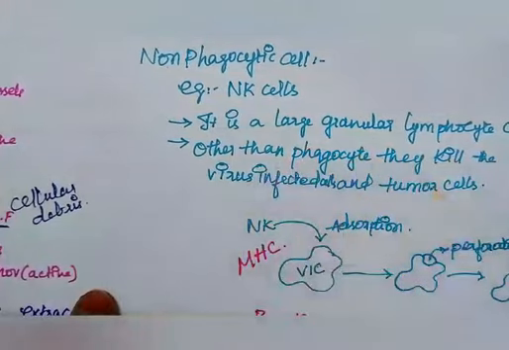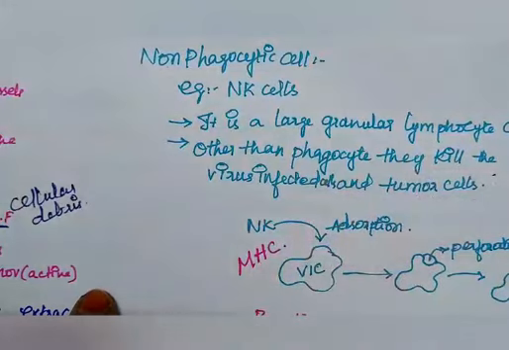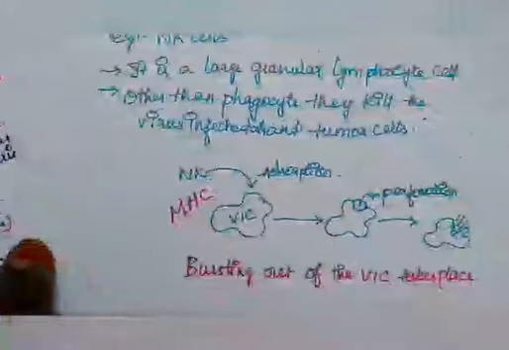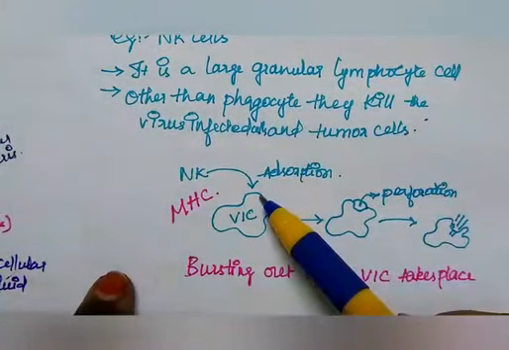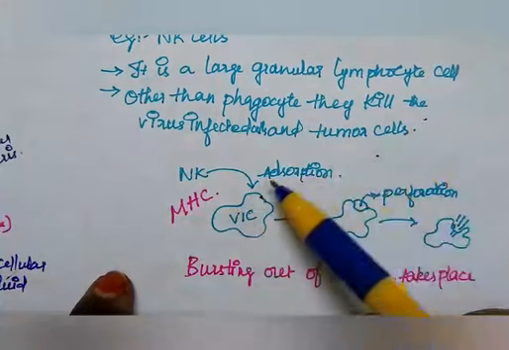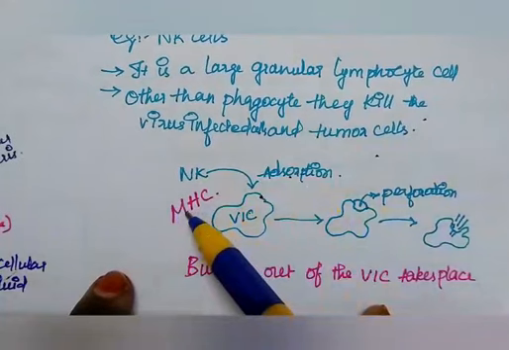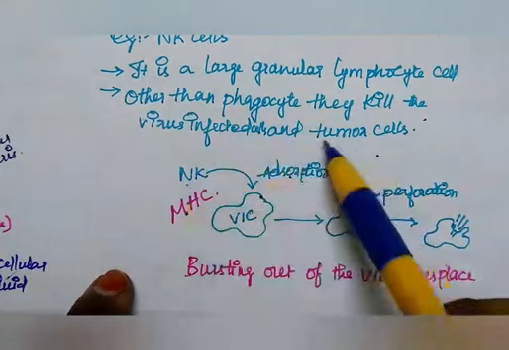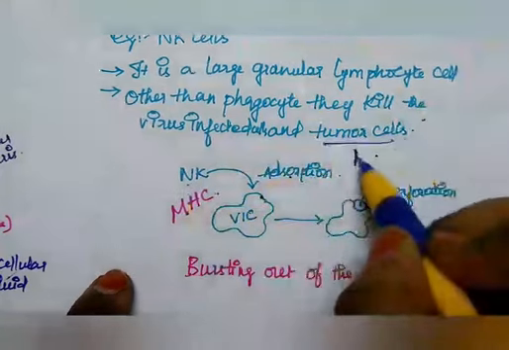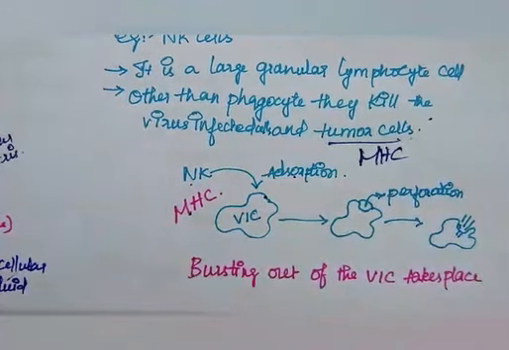Apart from the phagocytes, they kill the virus-infected cells and the tumor cells. So, how does this take place? Firstly, the adsorption of the natural killer cells takes place on the virus-infected cells or tumor cells. Here, either normal adsorption or adsorption with the help of major histocompatibility complex, that is MHC, takes place. Mostly the attachment of the natural killer cells on tumor cells takes place with the help of MHC, the major histocompatibility complex. We'll look at it in a later video.